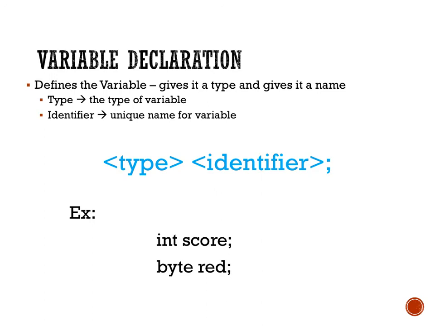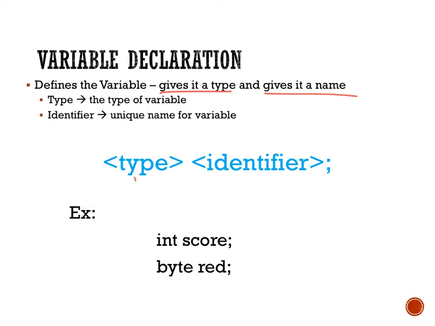So a variable declaration is essentially what gives the variable a type and a name. You're basically declaring, I am going to create an integer variable with the name score. That is what you are doing when you declare a variable. So notice that you're giving it a type and you're giving it a name. You don't have to give it a value, but all you need is a type.